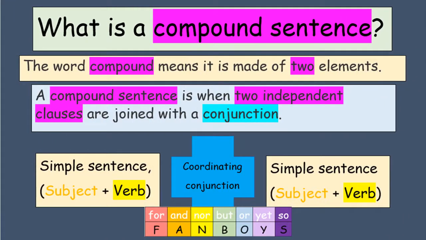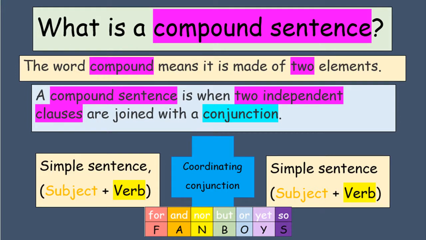Now we've learnt about simple sentences, we can have a look at compound sentences. What is a compound sentence? Well, the word compound means it is made of two elements. So a compound sentence is when two independent clauses are joined with a conjunction.